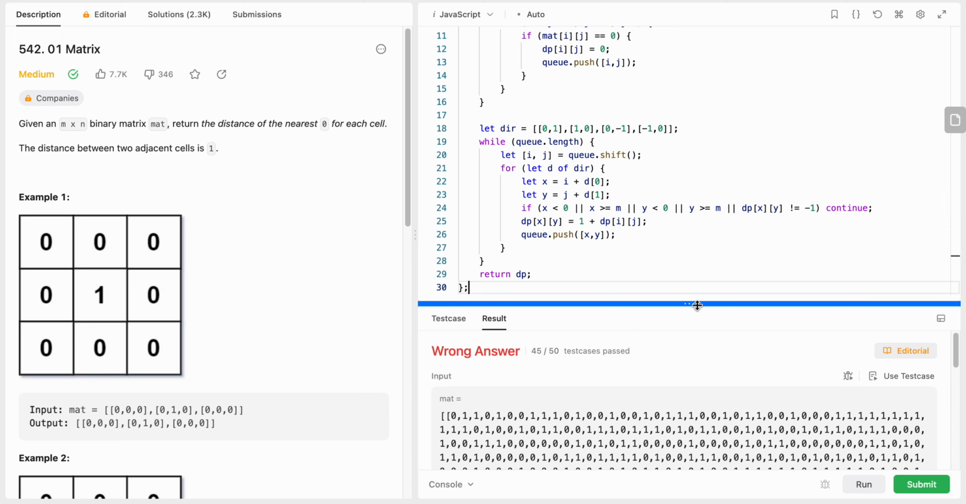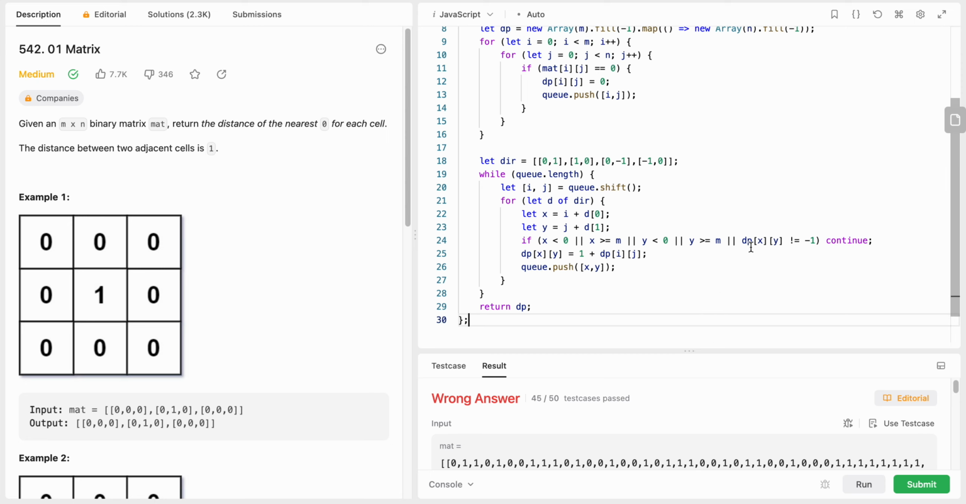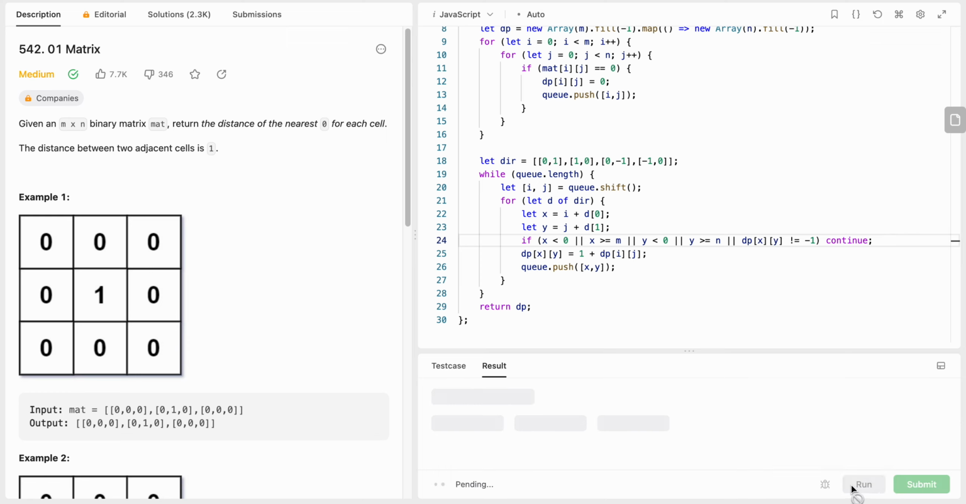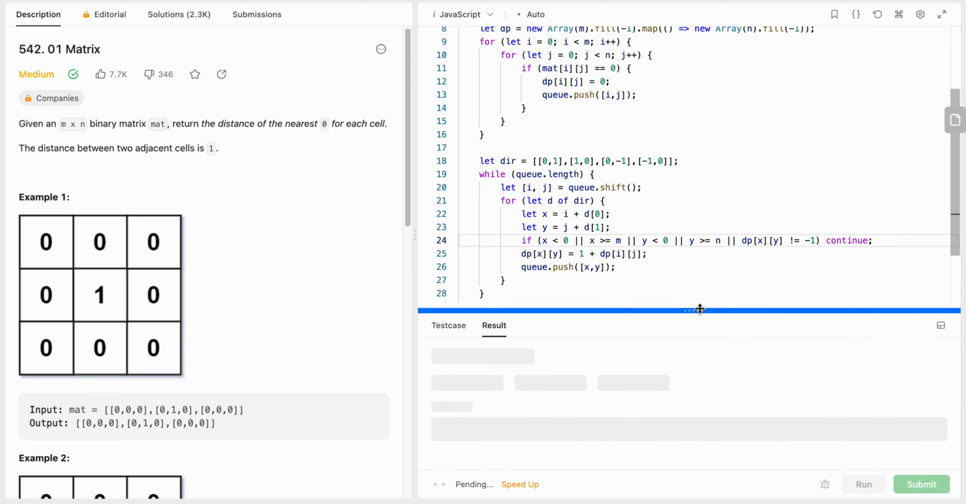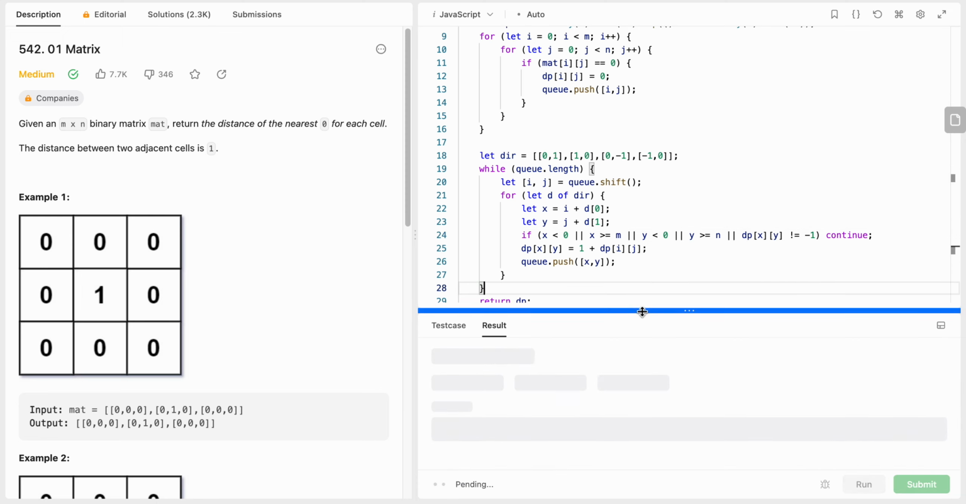Oh, so we got a wrong answer. Let's check where did we go wrong. So why? Ah, so this should be equal to n. Let's try this test case. Awesome, now let's submit this one.